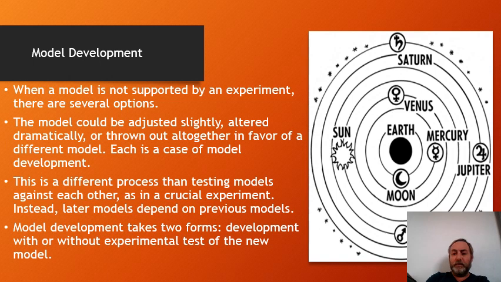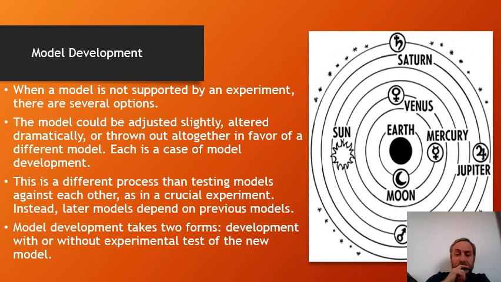Okay, so you've just disproven your model, right? What do you do? Well, there's a couple options, right? You can adjust your model slightly, right, to take account of the data, to make it agree with the data. You could alter it dramatically, right, or you can just throw it out altogether in favor of a new model. This counts as model development, right? In either case, scientists are not going to just give up, right? They're going to keep working and try to find the correct one.